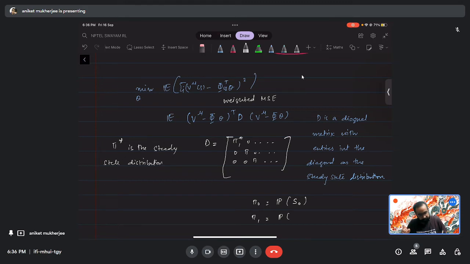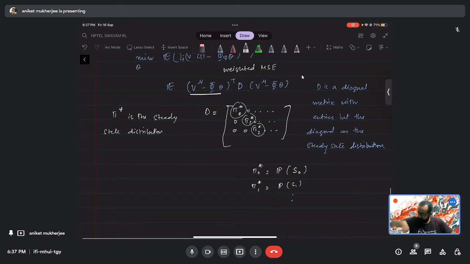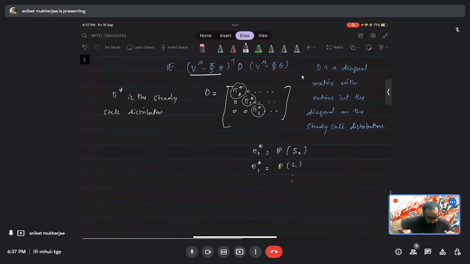This is pi star 0, pi star 1, pi star 2. So pi star 0 is the probability that you will be in state 0, pi star 1 is the probability that you will be in state 1, and so on. And there also you'll have a vector v mu, first state, second state, third state, where the first state is weighted by pi 0, the second by pi 1, and the third by pi 2. I hope this is also clear. Do you guys have any doubts?